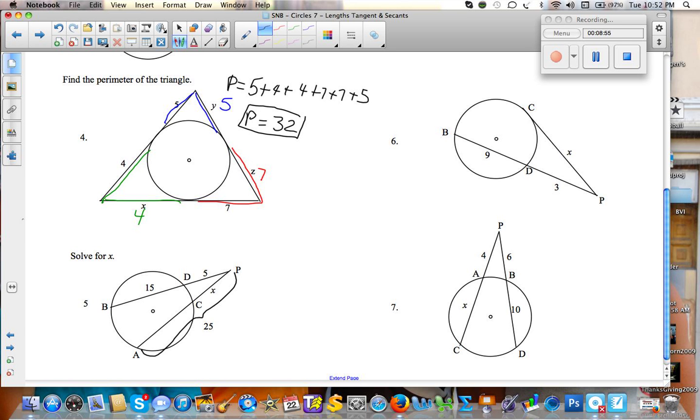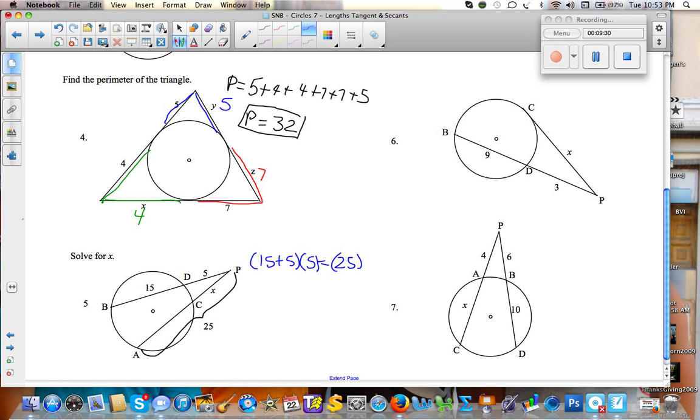Our segments here, we have two secants. So again, we have the whole thing times what's outside is equal to the whole thing times what's outside. So here, secant PB, we have to take that sum, so it's the whole thing, which is going to be 15 plus 5, times the portion that's outside, which would be 5, is equal to the entire length of secant PA. They gave it to us as 25, and the portion that's outside is the x.